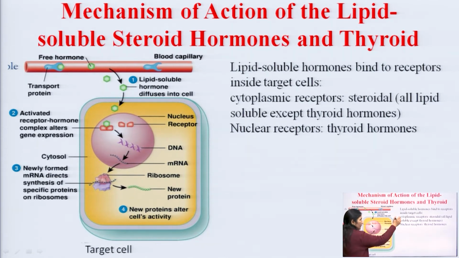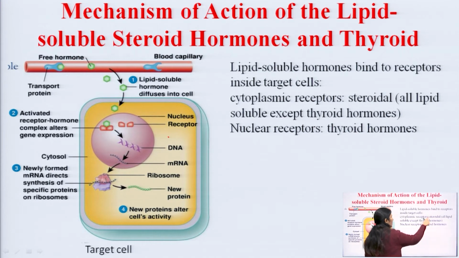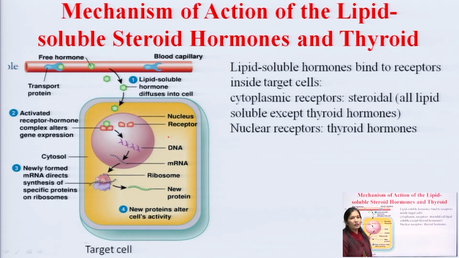Lipid soluble hormones bind to receptors, and their receptors are present inside the cell. If they are present inside the cytoplasm, then they are known as cytoplasmic receptors, for example for steroids, and if they are present inside the nucleus, then they are called nuclear receptors. Thyroid hormone is the example. So, the hormone enters inside the cell by simple diffusion.